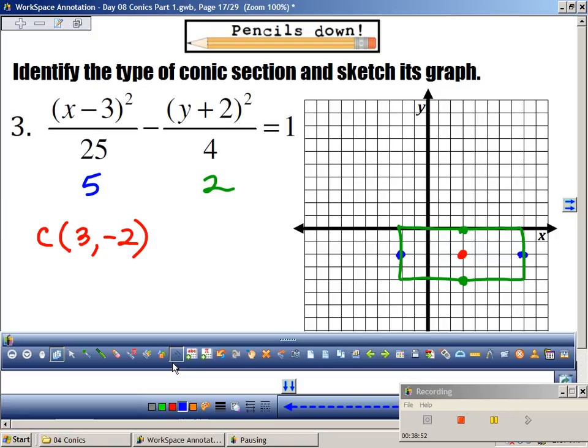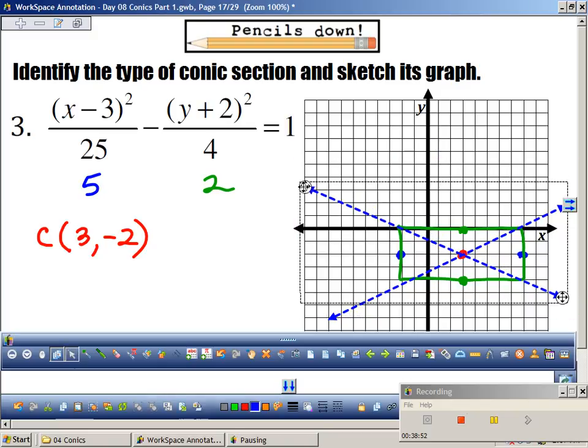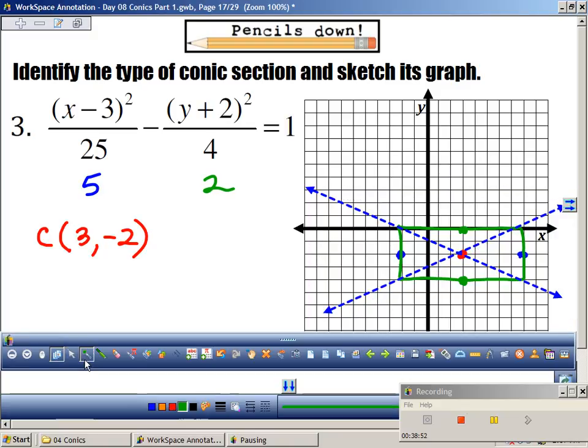My asymptotes are simply drawn through the corners of the box. That one's a little bit off. My asymptotes go through the corners of my box. Since I've got the x first, there's my branch.